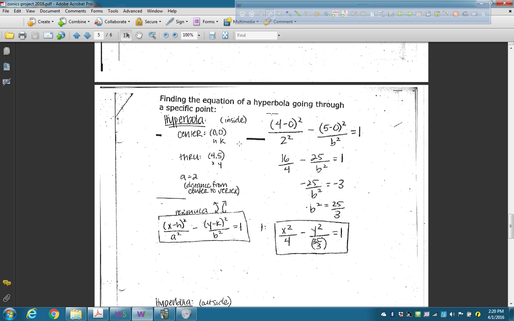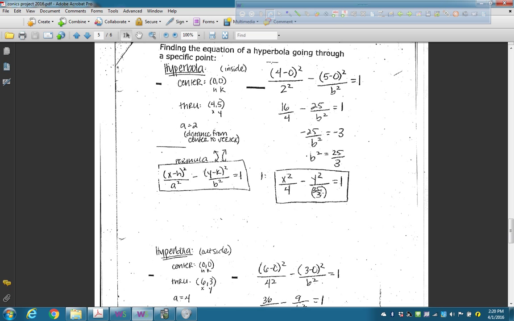Okay? Here's a hyperbola that has a center at 0, 0. You want it to go through this point, 4, 5. So there's no h, k, so all you have to do is plug in the point 4, 5 and solve for b squared. You know what a is, but you don't know what b is, so sometimes you have to solve for b squared, which would go into your calculator like that.